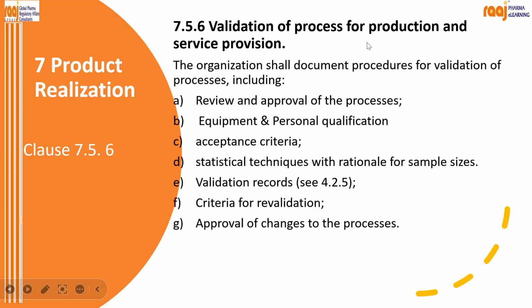Validation of process for production and service provision. The organization shall document procedures for validation of process, including review and approval of the processes, equipment and personnel qualification, acceptance criteria, statistical technique with rationale for sample sizes, validation records, criteria for revalidation, approval of changes to the processes. This we have discussed several times, right? Validation process.